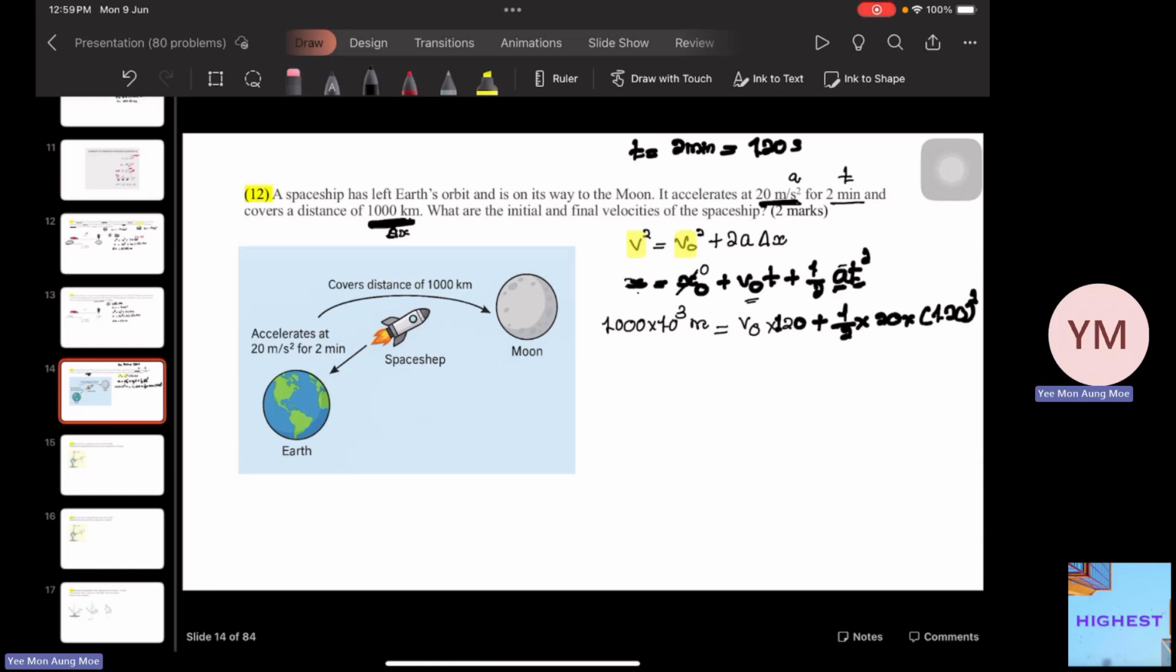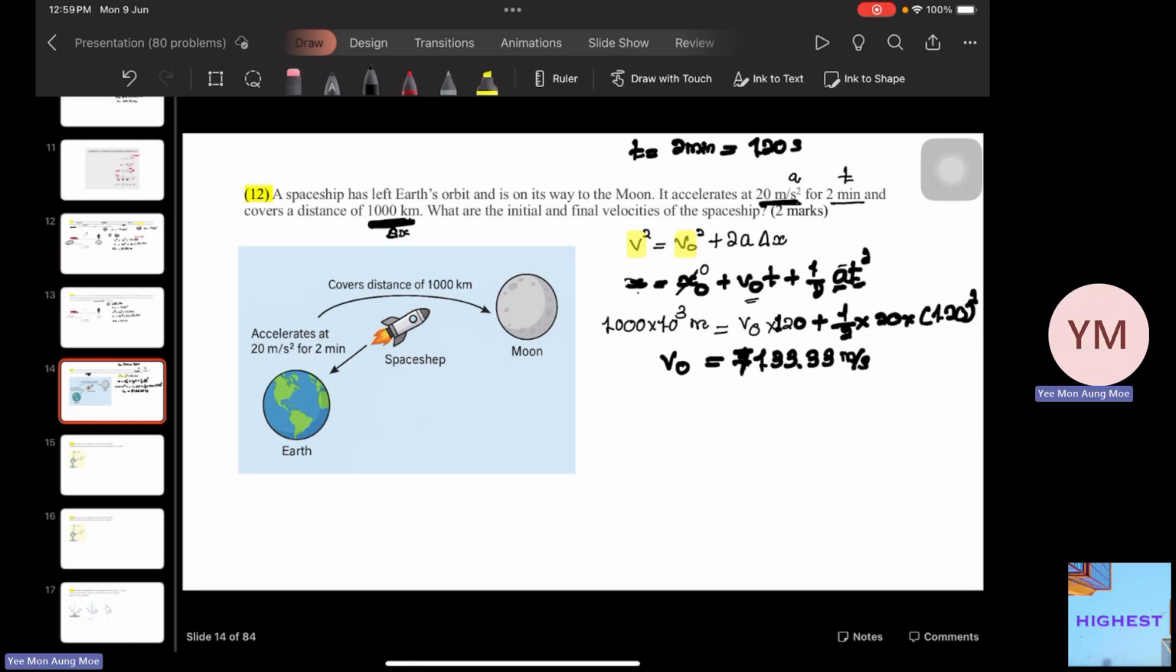So from this equation, we will get the initial velocity. Okay, the answer for the initial velocity is 7133.33 meters per second.